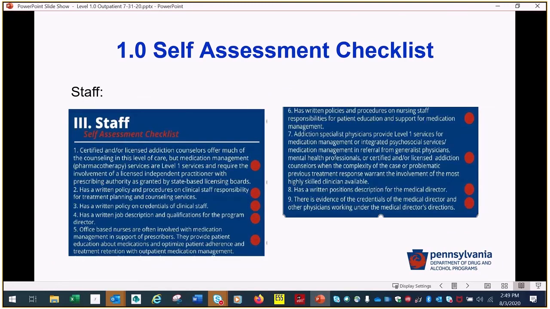The items emphasized in the staffing self-assessment checklist include areas such as policies and procedures that outline staff responsibilities, required credentials, etc. It also includes the need for job descriptions. As stated earlier, we will discuss the new requirement about credentials a little later in the presentation.